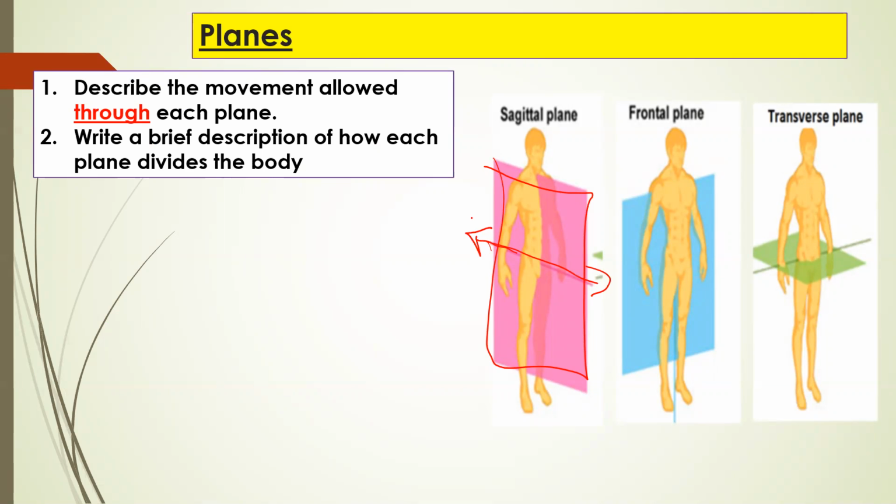How does that split my body? So it splits my body from left to right. You can see clearly here, this is the right side of his body, this is the left side of his body. The plane has split his body from left to right, and he's only able to move forwards and backwards through that plane. You need to try and do the same thing for the frontal plane and the transverse plane. So just pause the video and have a go at that.